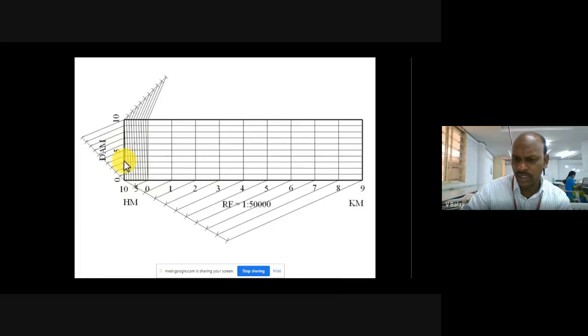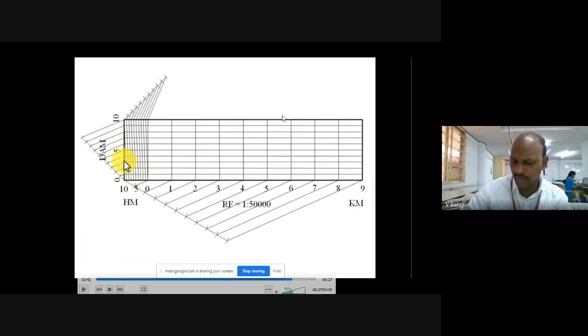The construction is over. The scale is ready to measure any value in the range of 10 kilometer. And you can even relate the relation between kilometer, hectometer, and decameter also.